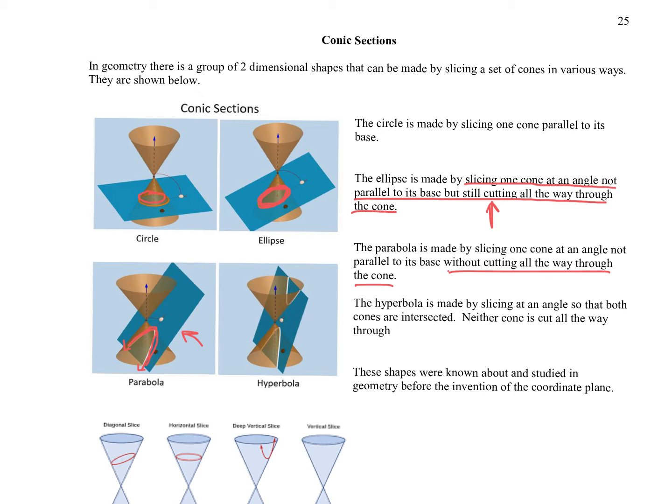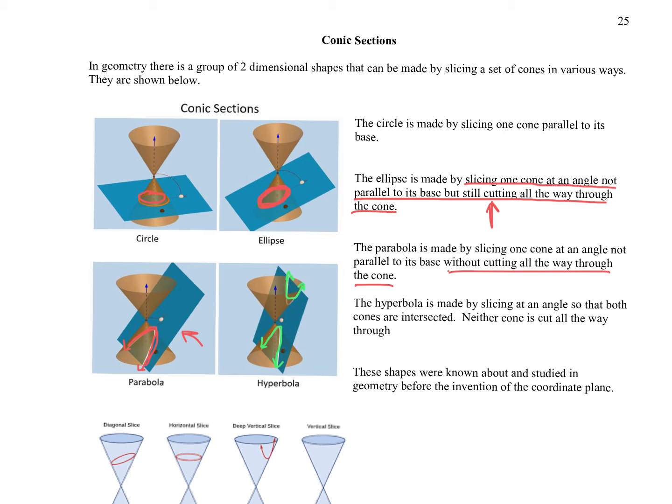Now we're going to pretend those cones are infinite to get an actual parabola, but that's the idea. The last one is called a hyperbola, and this is if you take that plane and you tip it so much that it cuts through both cones. We get this thing that kind of looks like a double parabola. It doesn't have the same exact shape. Okay, but this with the two pieces is called a hyperbola. These shapes were known about and studied in geometry before the invention of the coordinate plane.